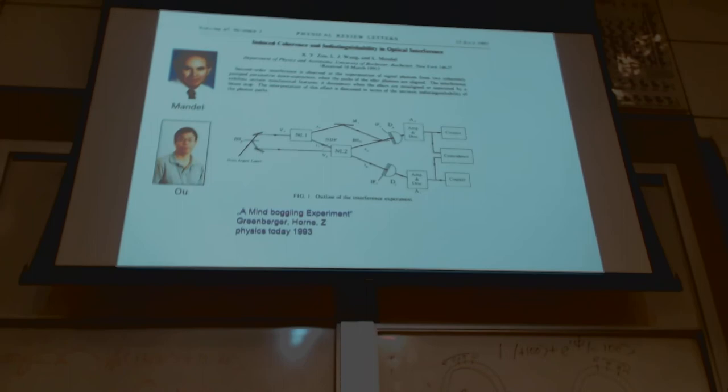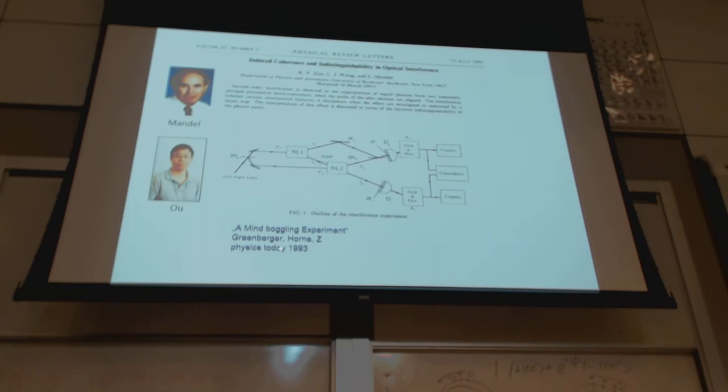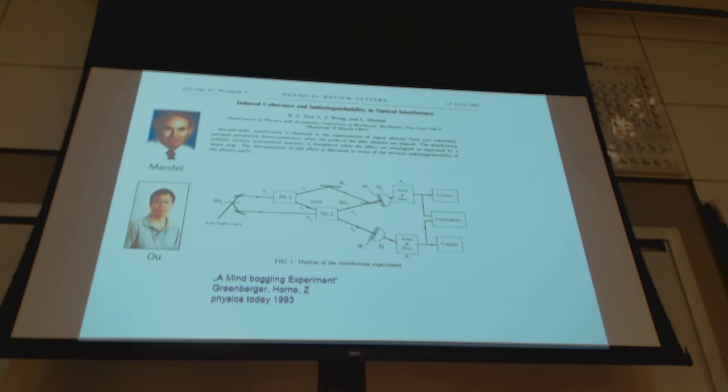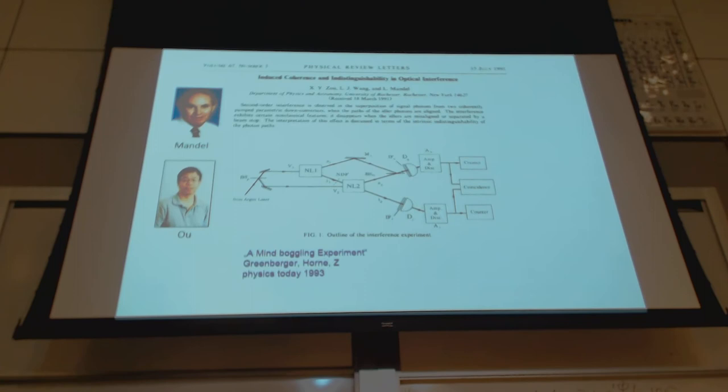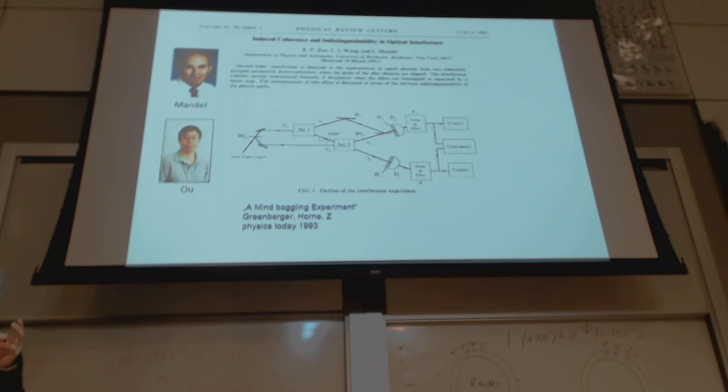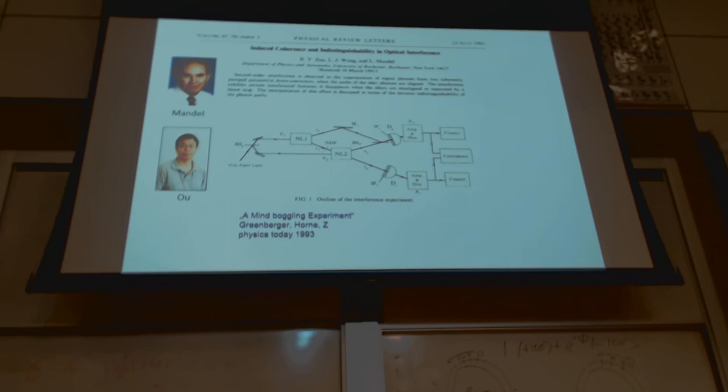Actually, Danny Greenberger, my colleague, and myself, we wrote in Physics Today in 1993, which is just 2 years after the paper was published. We called this a mind-boggling experiment because to us, at least to me, I don't want to speak for Danny Greenberger or Mike Horne, it brings home in the strongest way, stronger than any other experiment, the role of information in quantum physics. The idea is the following. Here's a sketch of the experiment which was done by these people back at that time.